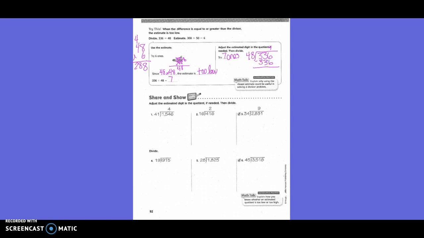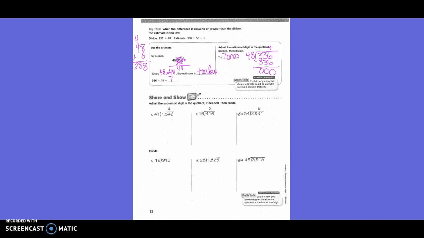It's 336, right? And then do you have anything left over? No. Okay. Share and show. Adjust the estimated digit in the quotient if needed. Then divide. Okay. So they say that it would go in there 4 times.